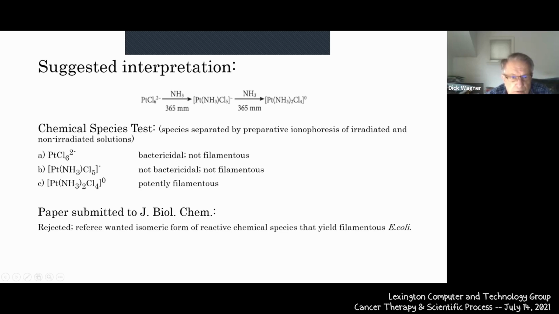When this one was present, it didn't do either one. It was not bactericidal. It was not filamentous. So something's not up. Scratch your head. What's going on? Then you finally get to this one, the neutral species, and that one is potently filamentous. They get lots of filaments that grow well when this one is formed.